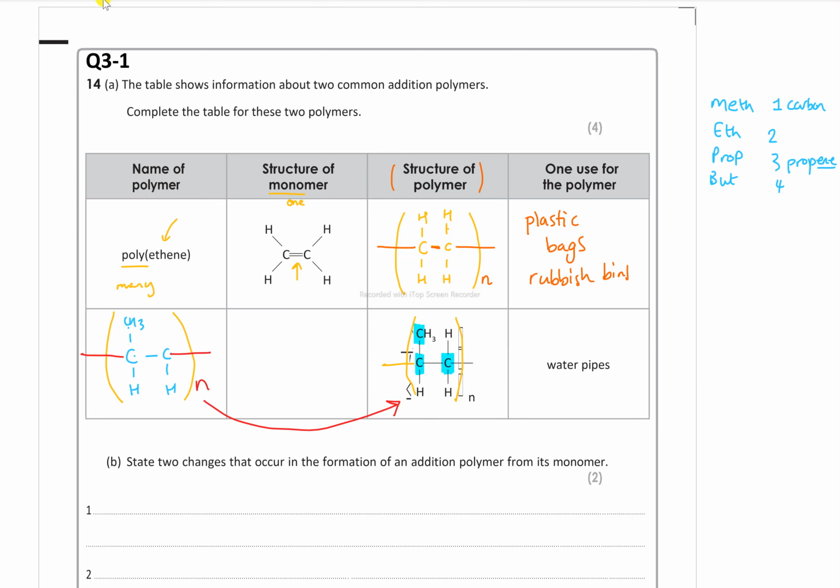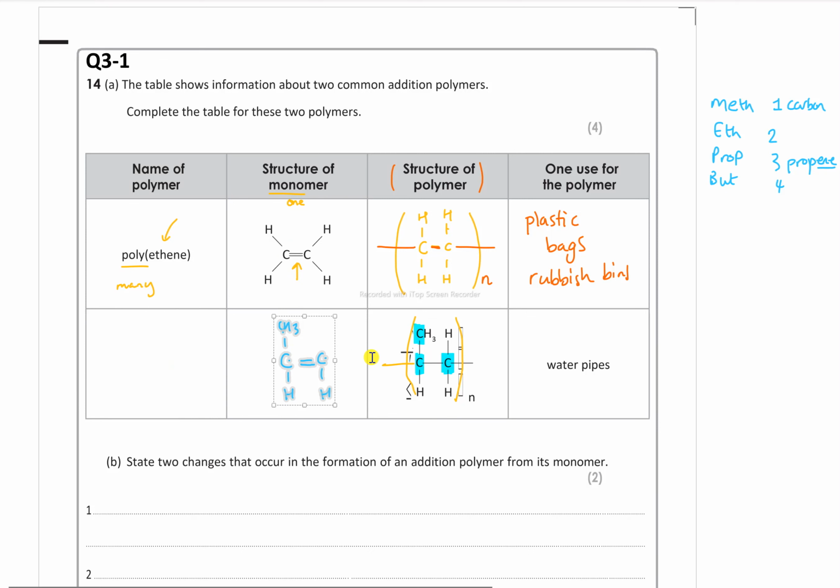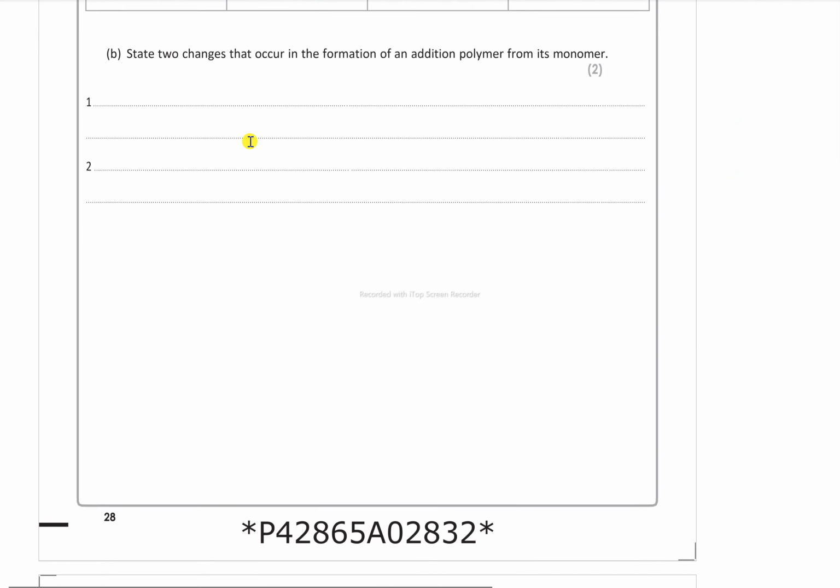Right, so let me undo that. There you go. I need to copy this monomer over to here. So that is the monomer, and it becomes a polymer here. This is meth, eth, prop, so the polymer will be called polypropene. There you go. Right, again, this is a standard answer.